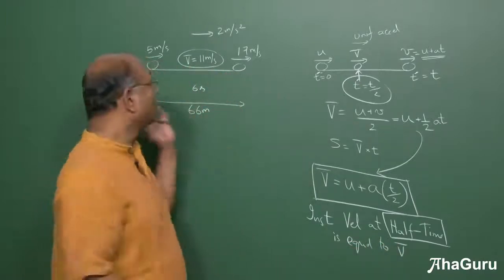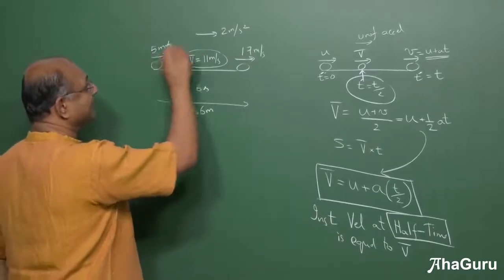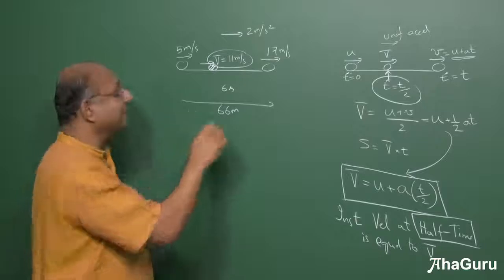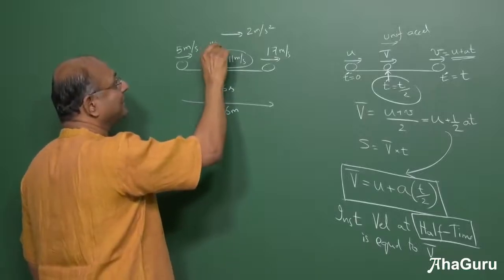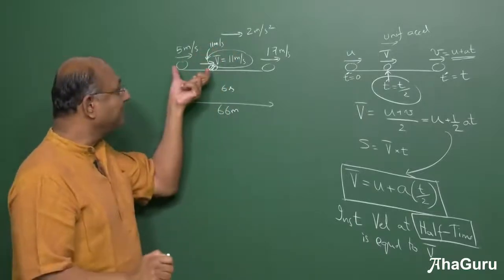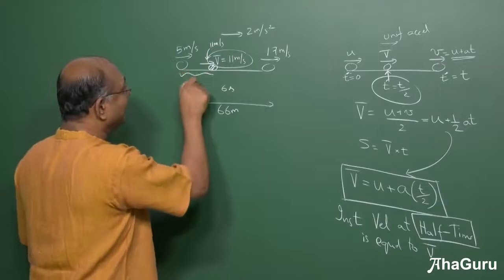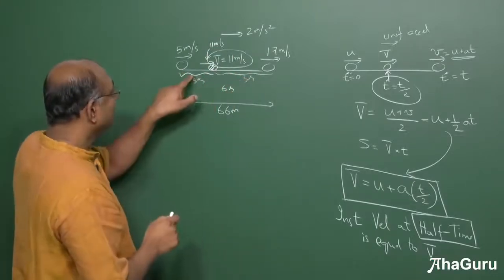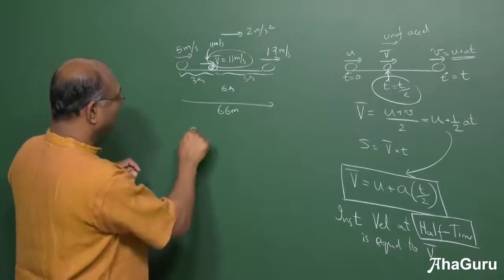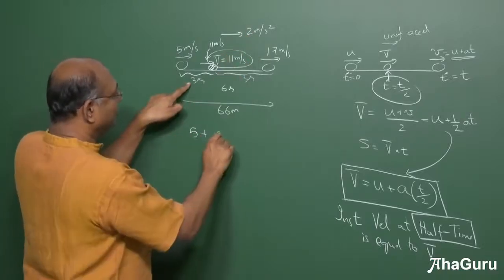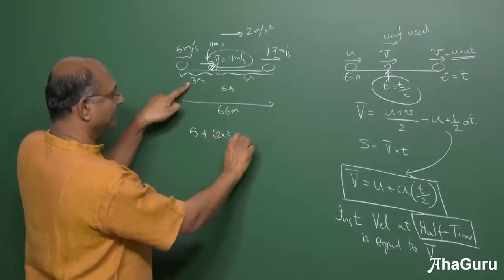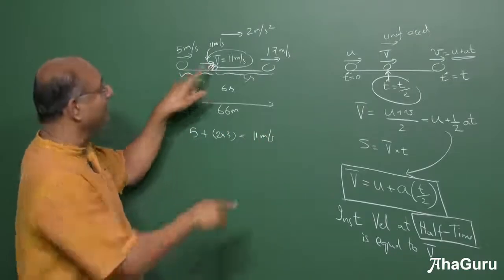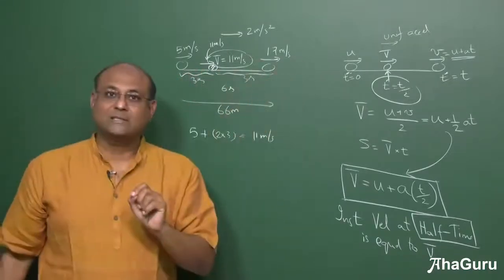Very powerful. What does that tell you? Now this is 5, that is 17. Somewhere here you have a velocity which is instantaneous velocity of 11 meters per second. When will this become 11 meters per second? Exactly half time. 3 seconds, 3 seconds. Check. 3 seconds. 5 plus 2 times 3, that is 11. The instantaneous velocity is 11. The whole motion average velocity is 11.